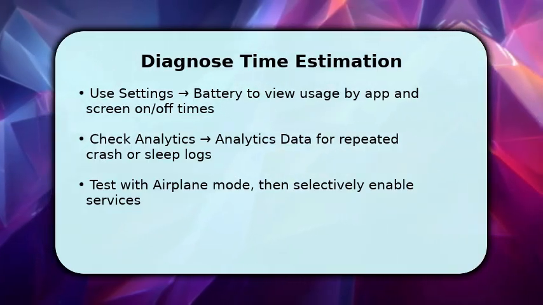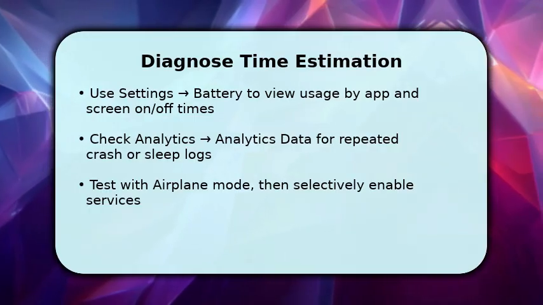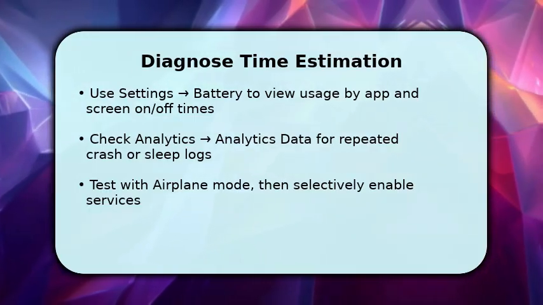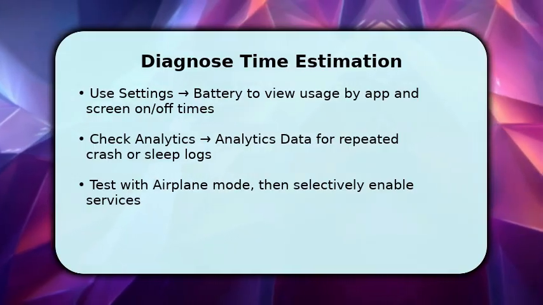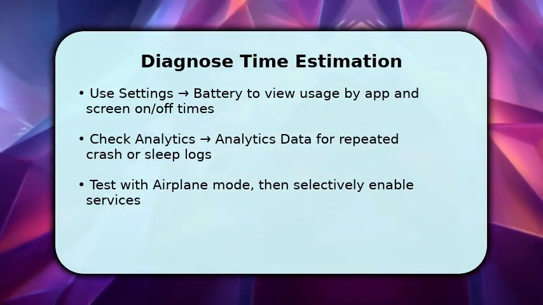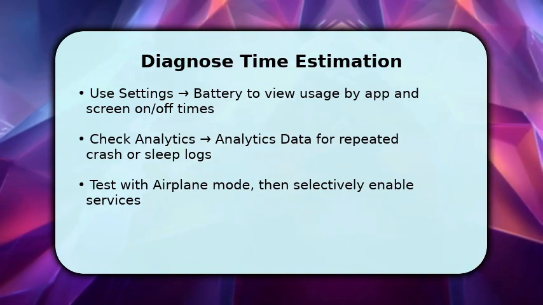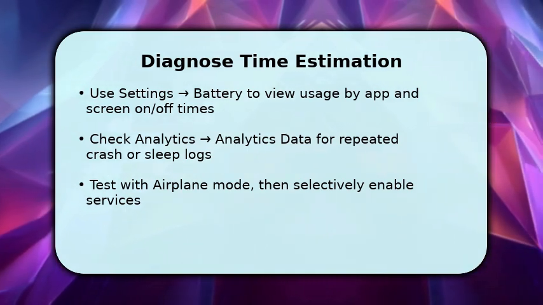Next, review Settings > Privacy > Analytics and Improvements > Analytics Data for recurring crash or power logs that indicate a misbehaving daemon. If a specific app or service is responsible, you finish by applying fixes.